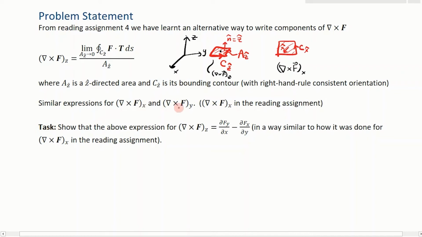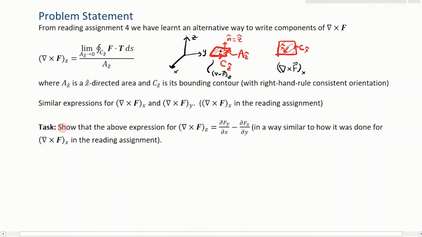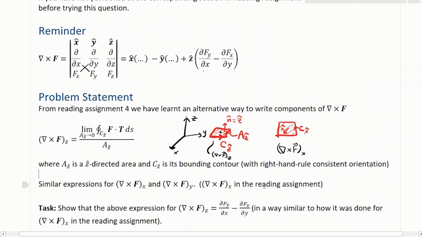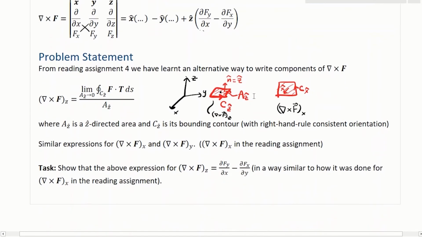Okay, so now, oh, and by the way, the x component is explained in the reading assignment, so you can take a look. And now I'll explain what to do with the z component. The task that I'll focus on is to show that this expression is equal to the same thing that we had, so basically to the conventional way of finding the curl.